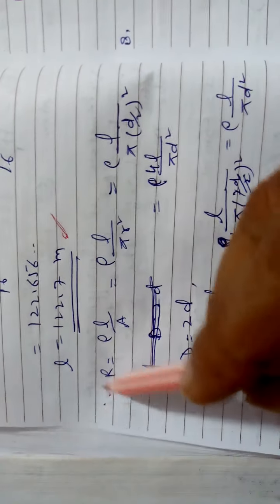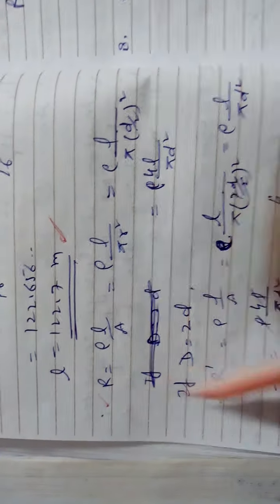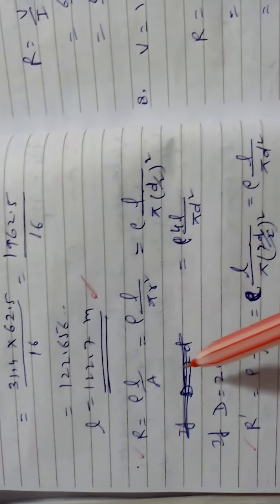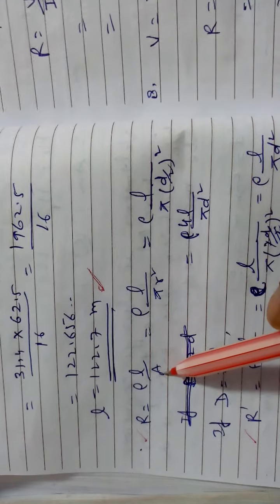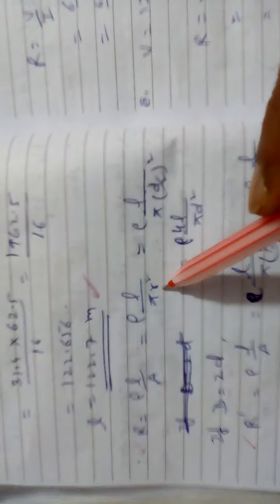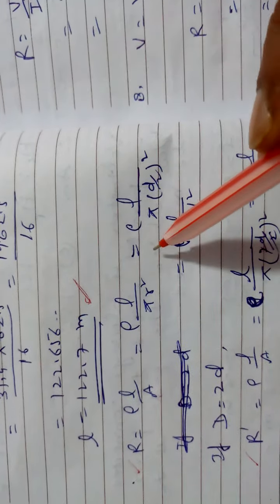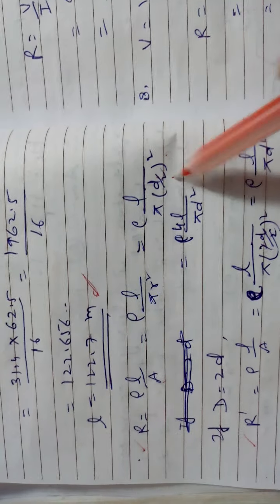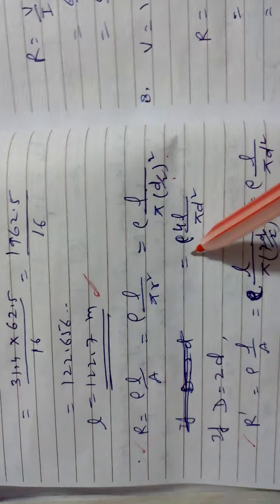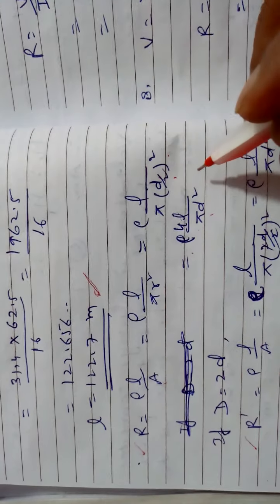And after this, one more part: how much does the resistance change if the diameter is doubled? For this case, formula of the resistance R, and R dash you want to calculate. When the diameter is the same, R is equal to rho L by A. So write the radius in the form of diameter. So r is D by 2. Put the value D by 2. You are getting D square by 4. 4 will be in the numerator. Rho 4L upon pi D square.